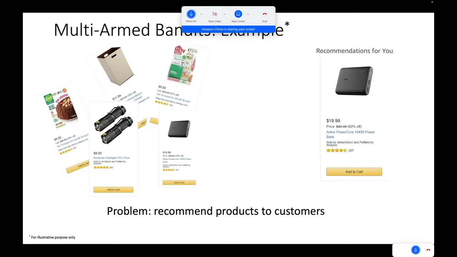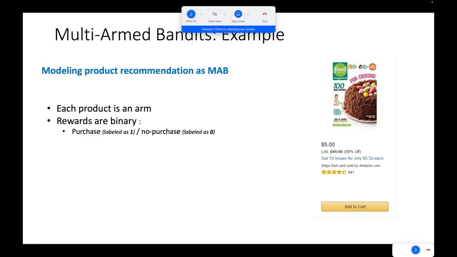We'll look at an example with Thompson sampling in action. It's a classical problem of recommending products to customers, where the goal is we want to recommend products so as to maximize the number of purchases. So here, each product is an arm. The rewards are binary. We have either purchase or no purchase.